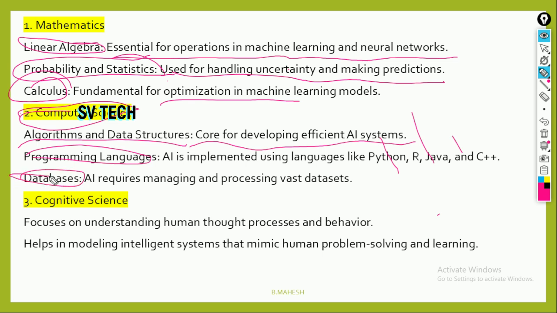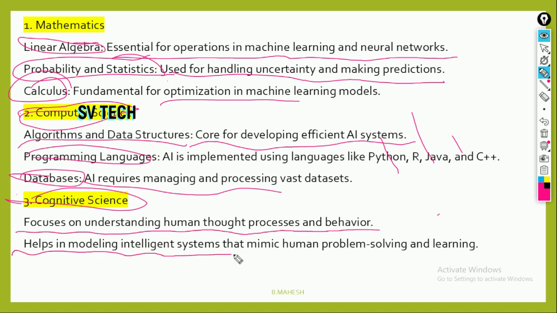Next, databases. AI requires managing and processing huge amounts of data sets, so we need a database management system to configure that. Next, cognitive science focuses on understanding human thought process and behavior, and helps in modeling intelligent systems that mimic human problem solving and learning.